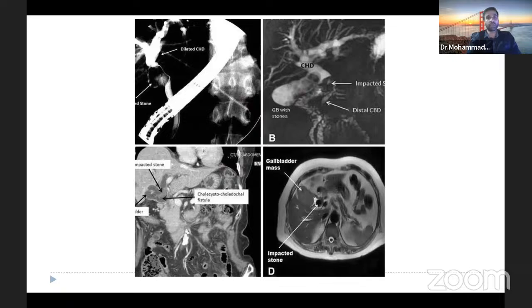Another picture showing a dilated CHD with a stone eroding into the CHD, an impacted stone, and a normal distal CBD. This is another picture showing a choledochal fistula.